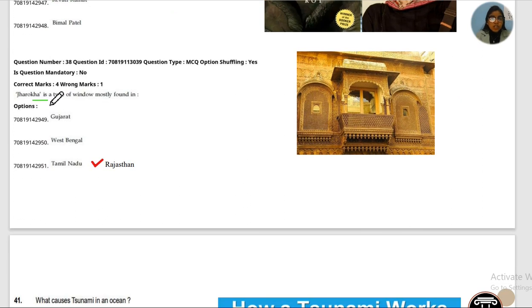Next is, Jharokha is a type of window mostly found in. So this is your Jharokha window. This type of window is mostly found in Rajasthan state. So the correct answer is Rajasthan.